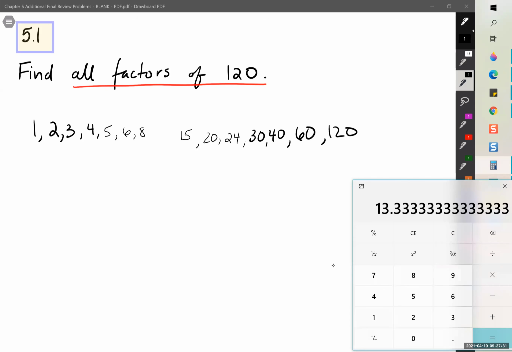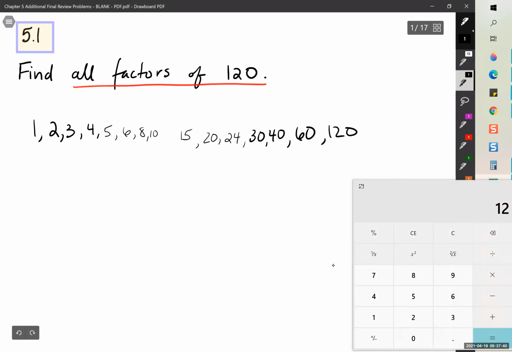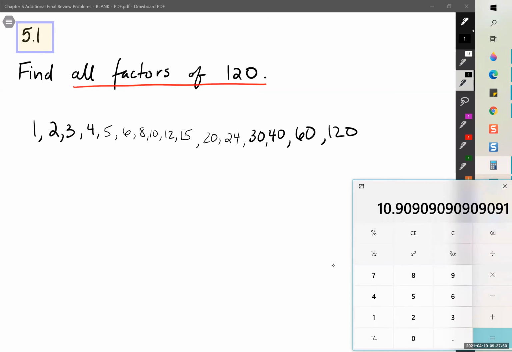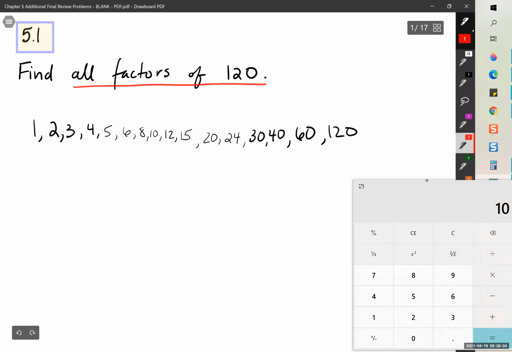120 divided by 9 doesn't divide perfectly. 120 divided by 10, 10 and 12. And now let's check 11. 11 doesn't divide perfectly. And then what do we notice about 120 divided by 12? Do you see that it starts repeating things that we've already written down? So if you work this way, it's going to come to the middle until it starts repeating factors. That's when you know you're done. So these would be all of the factors of 120.